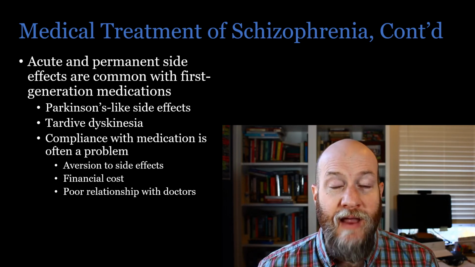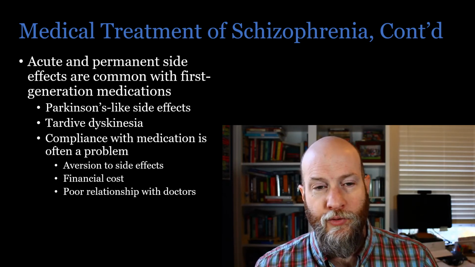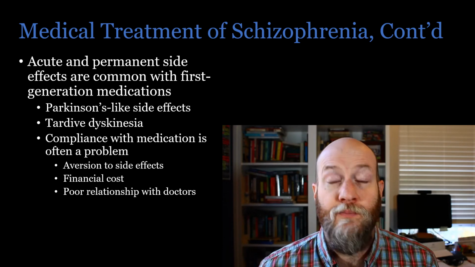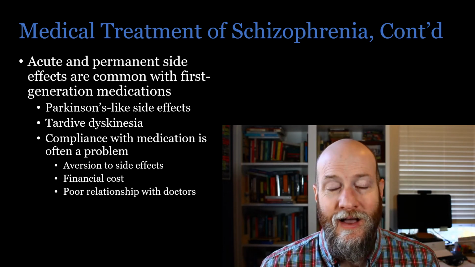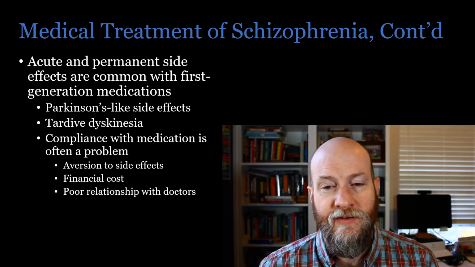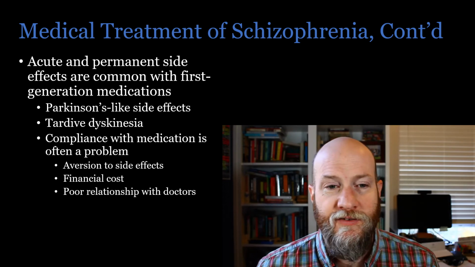One of the reasons we make that connection and we understand Parkinson's and schizophrenia better in relation to one another is because these early medications caused Parkinsonian side effects. People would develop tremors, or even freezing, different types of motor disorder that we associate with Parkinson's disease.